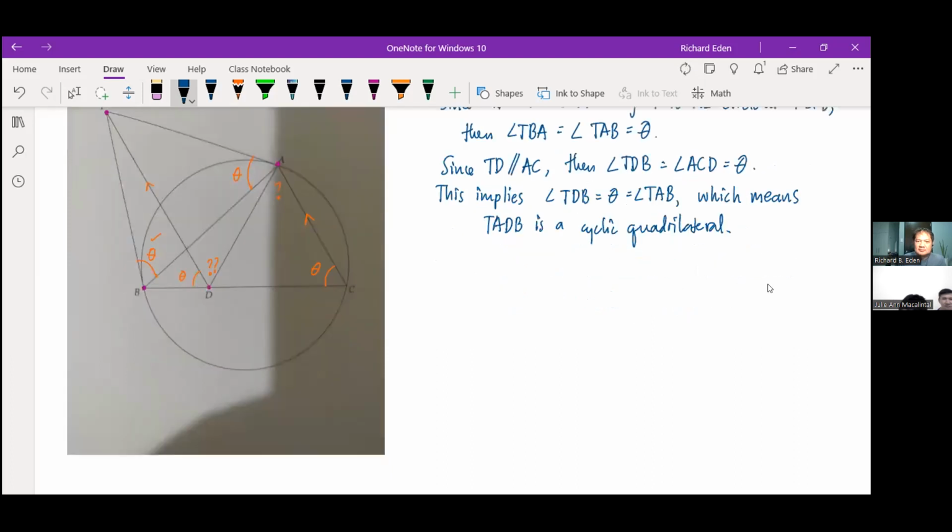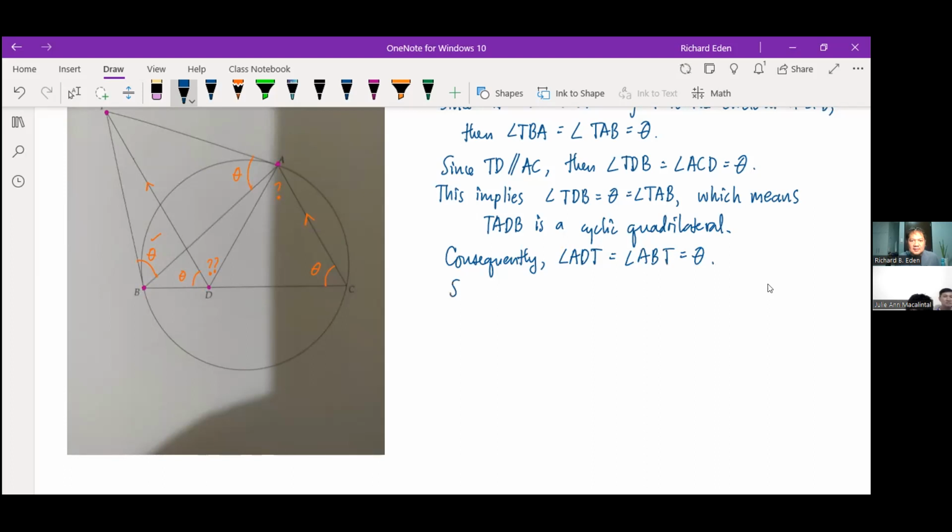Consequently, the angle ADT equals angle ABT, which is theta. So this is theta, the one with the two question marks.